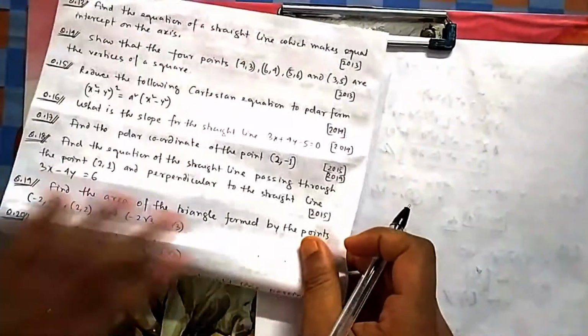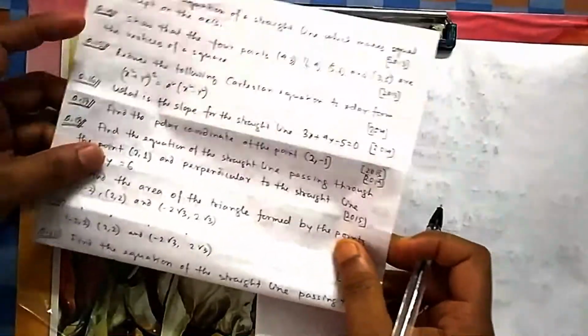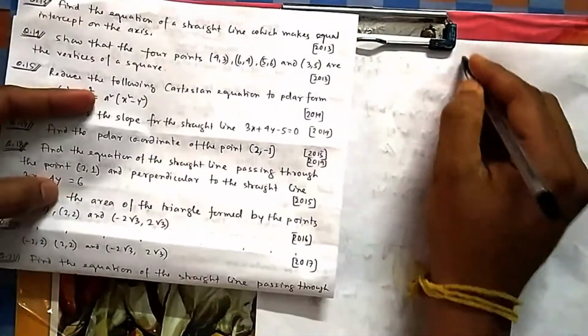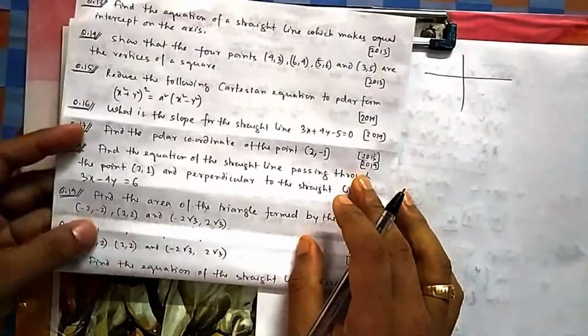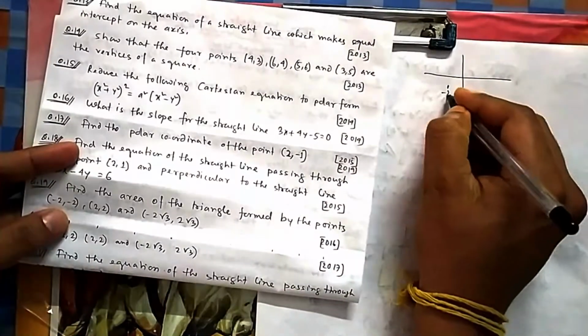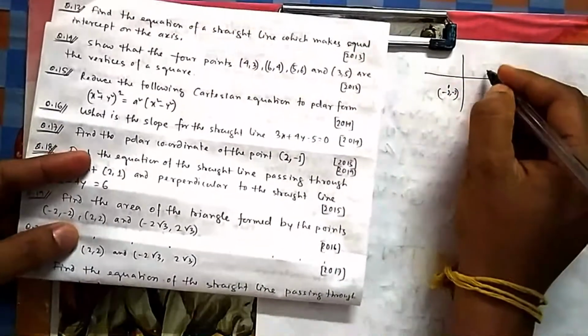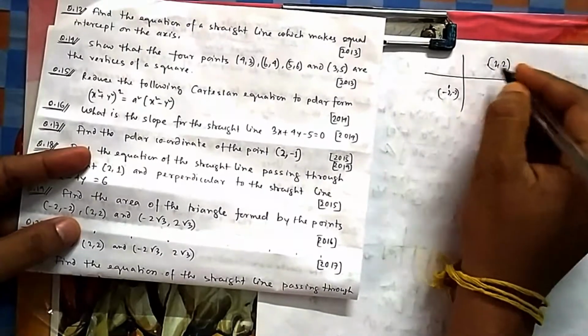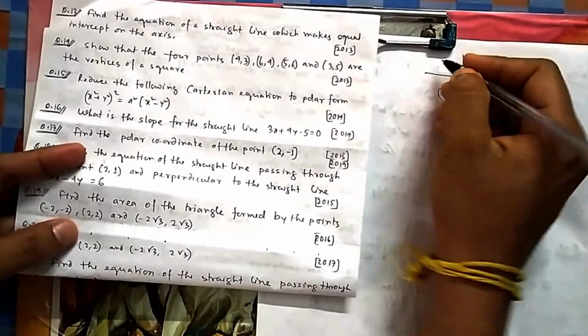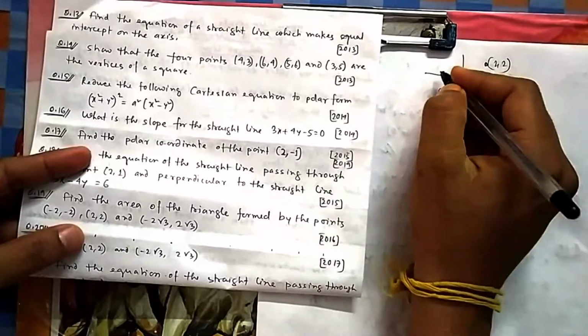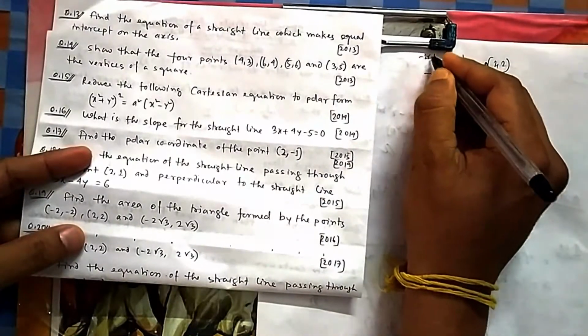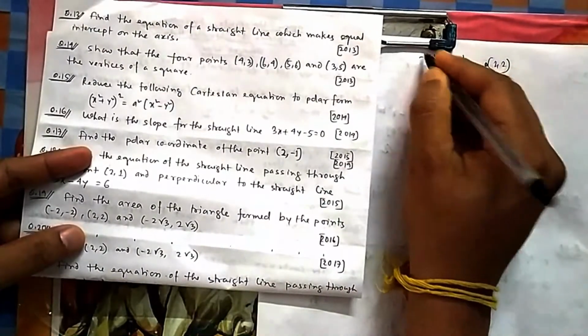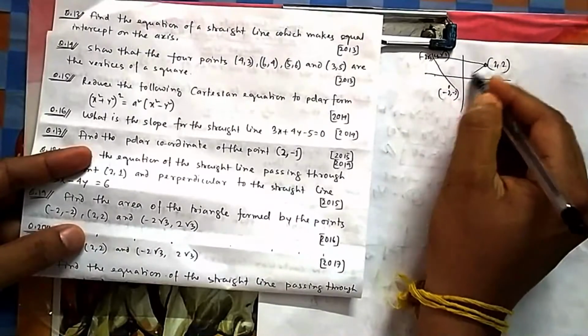Question 19: find the area of the triangle formed by these points. For the triangle you can draw these points: minus 2 means somewhere here, and then 2 comma 2. There is no need to draw, but I always prefer drawing it so that you can feel it. Minus 2 root 3 comma, so it will be here. Minus x is negative and y is positive. So this is the triangle they are asking to find the area of.